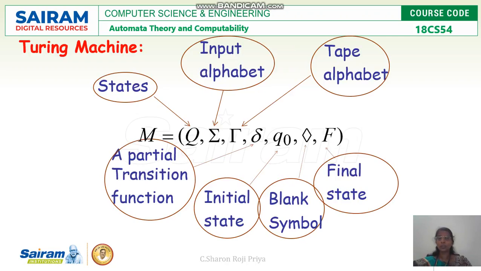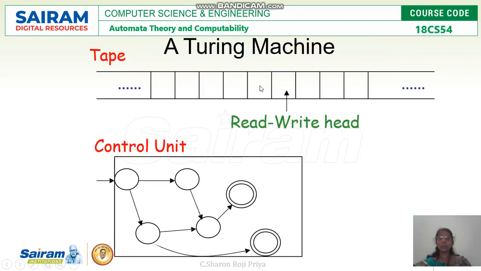Coming to the definition of the Turing machine, it is a 7-tuple machine. The first is Q, a finite set of states; Sigma, the input alphabet; Gamma, the tape symbols; and Delta, the transition function; then the initial state of the Turing machine, the blank symbol, and at last the final states. And this Turing machine has 3 components: a tape, a read-write head, and a control unit.